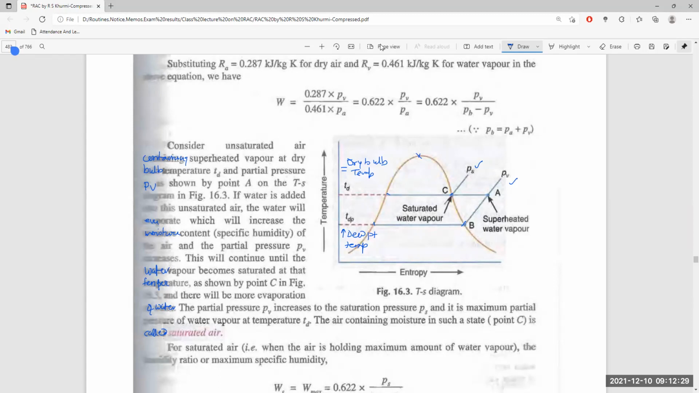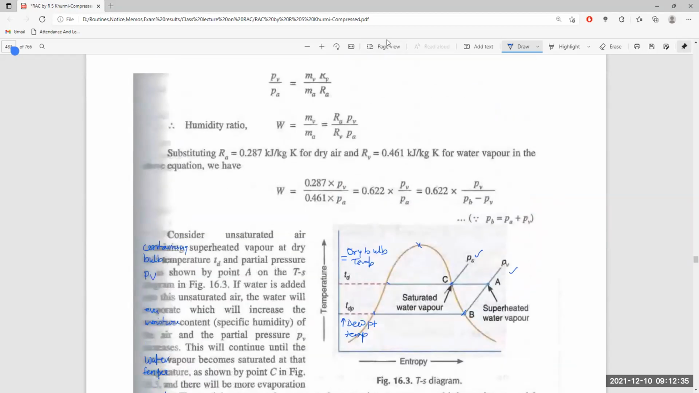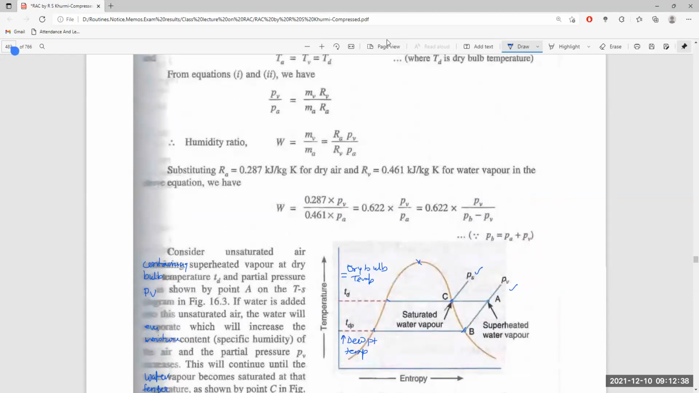For saturated air, the maximum specific humidity is given here. From the gas equation, we have W equal to 0.622 PV divided by PB minus PV, where PB is given as PA plus PV, the pressure of air plus the pressure of vapor.